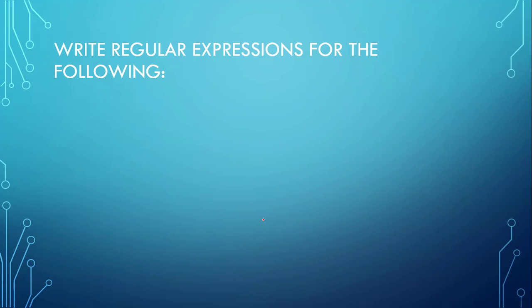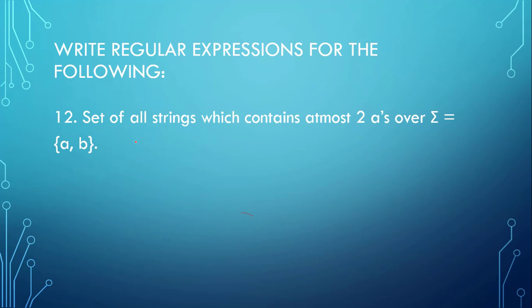Moving on to our next question, it says set of all strings which contains at most two A's. Now what do we mean by at most two A's? Is that there can be 0 A, there can be 1 A, or there can be two A's, but nothing more than two A's should be present in our input so that it will get validated. Now for set of all strings, we will surround our A's with B's. So let us see our R.